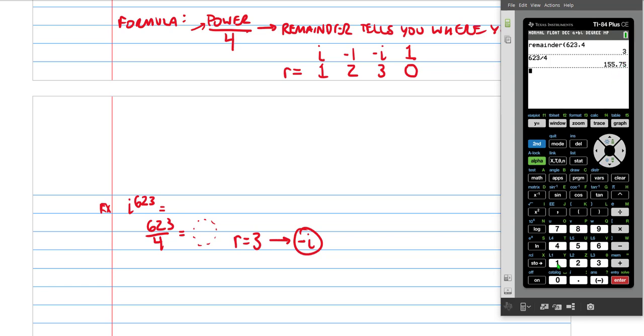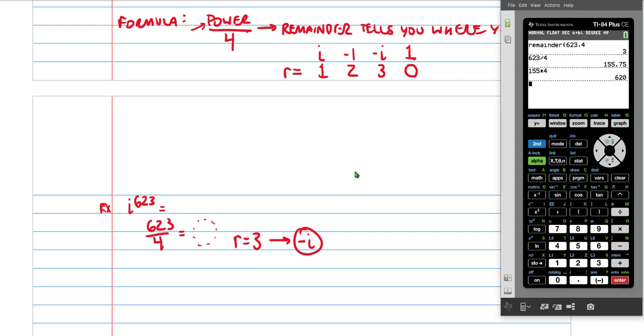But I am going to show you that we can also take the whole number result, 155, and multiply that result by the denominator. And what that gives us, 155 times 4, is 620. And 620 is the highest multiple of 4 that is less than 623. So the 620, remember we said that every time we land on a multiple of 4, we're at the 1 in our pattern, right?